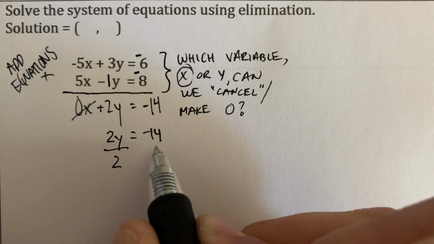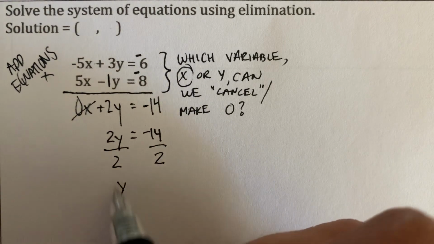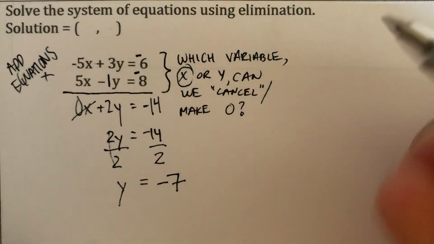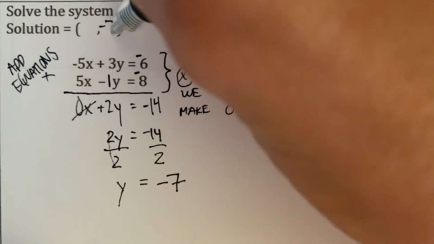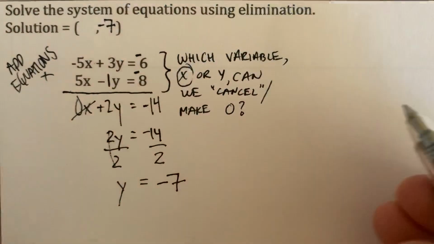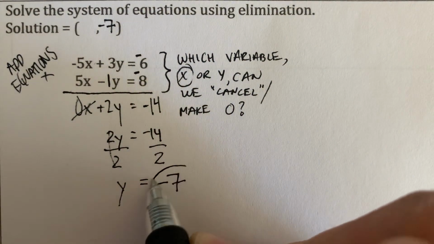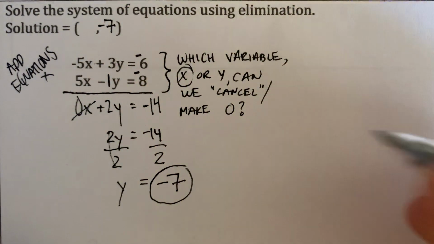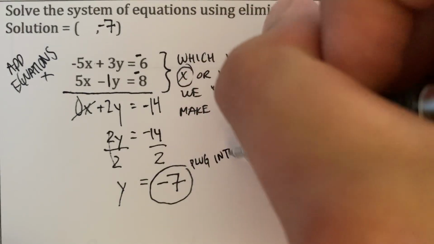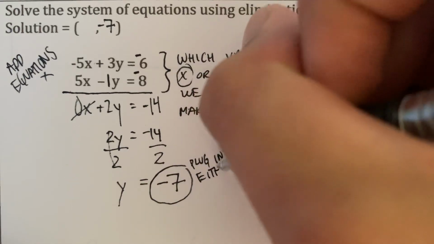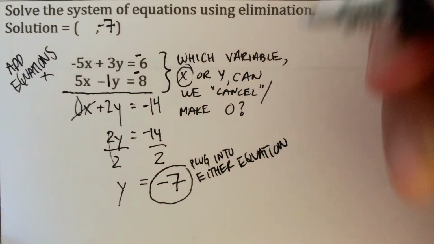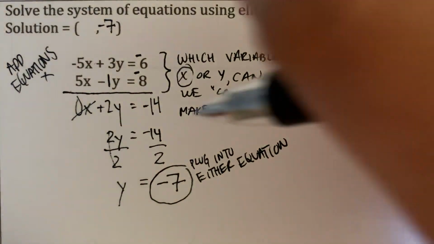We divide both sides by 2. Divide by 2, we get y equals -14 divided by 2 is -7. So there is 1/2 of the answer right there, but we still need our x. So in order to get the x, we have to take this -7 and we have to plug it back into one of the equations. Plug into either equation, and then when you plug it in, you're going to solve for x.